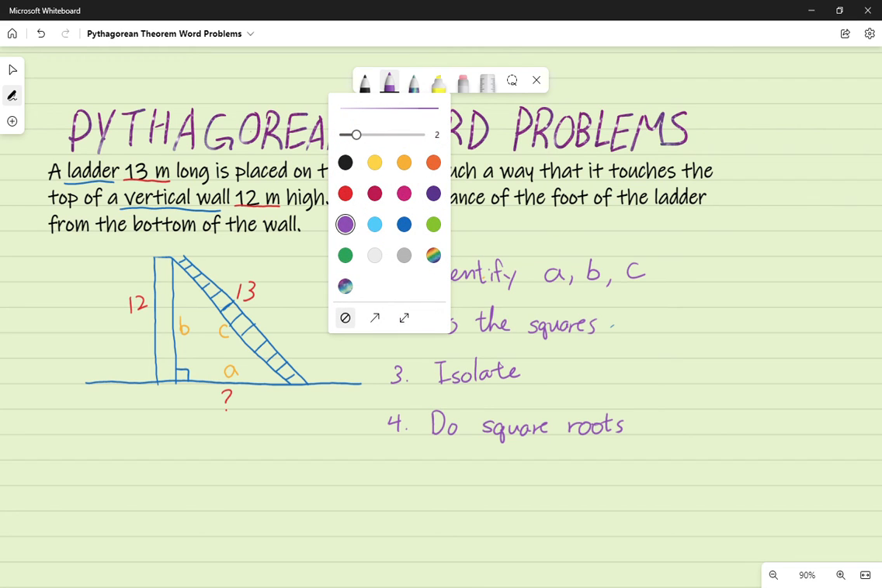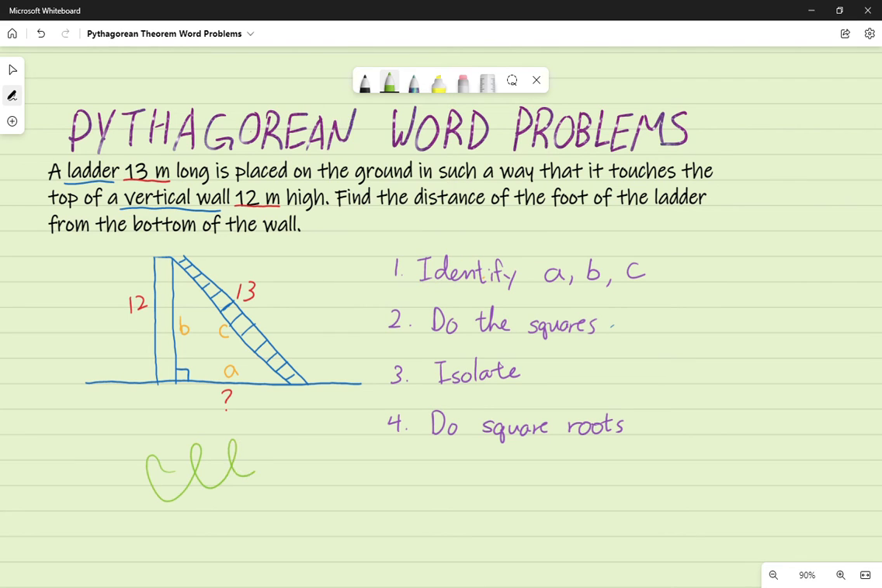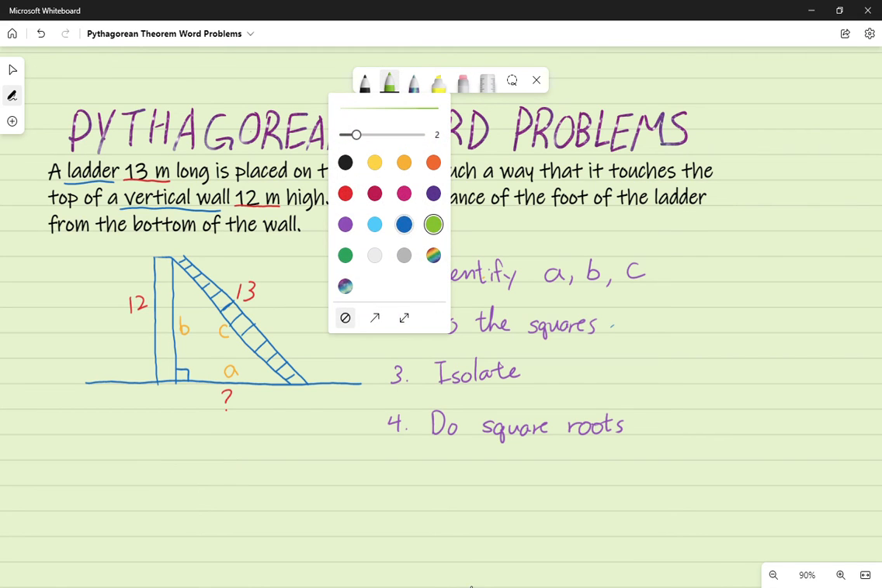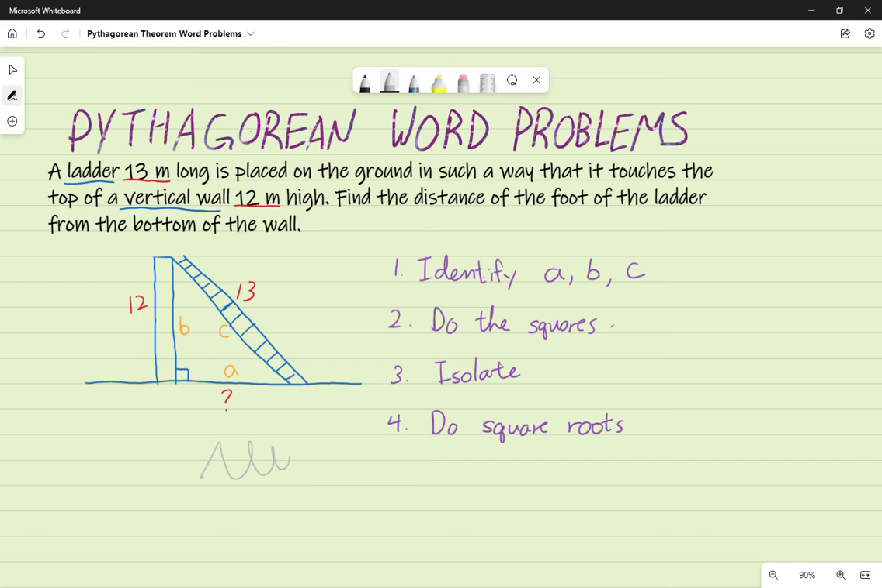Let's change the color. Let's say I want to use green. Does green show up? No, not really. Let's not use that. It doesn't show up very well against this background. Let's use gray. Does gray show up? Nope. It also does not show up. Well, we'll just use black then.